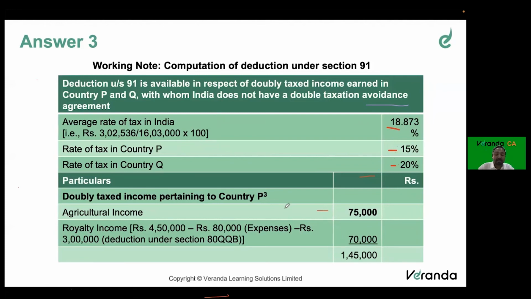What does country P say? Whatever is agriculture income, you take that. Whatever is the royalty income, you have to give deduction under 80QQB also, because we are only taking what is taxable under the Indian laws. Remember this word, you have to only consider income which is taxable under the Indian law. You should not take the overall income. So 75,000 plus 70,000, 1,45,000.